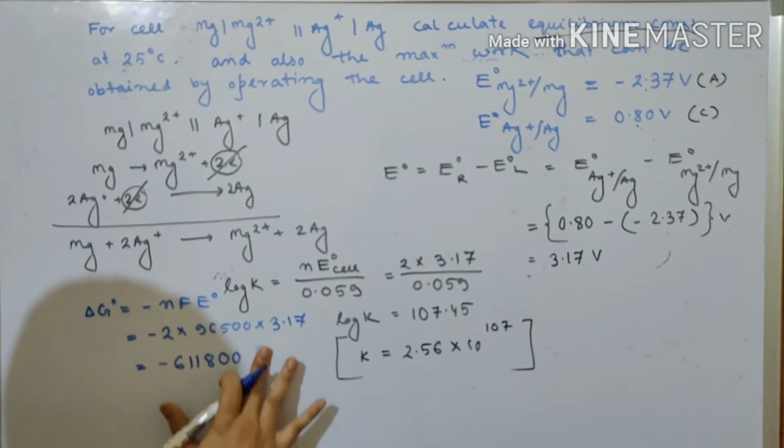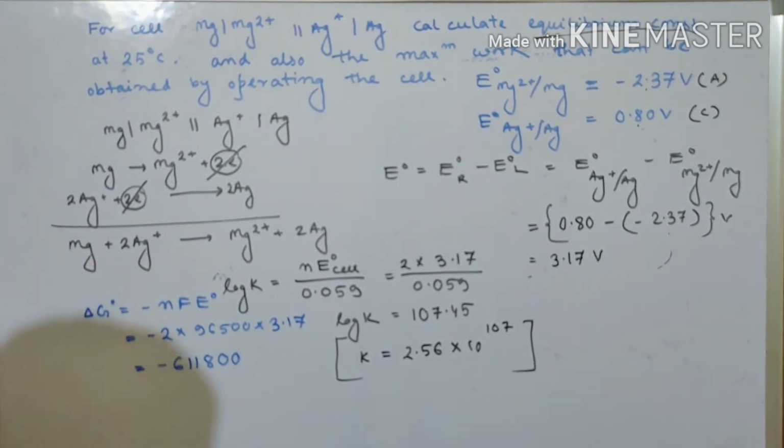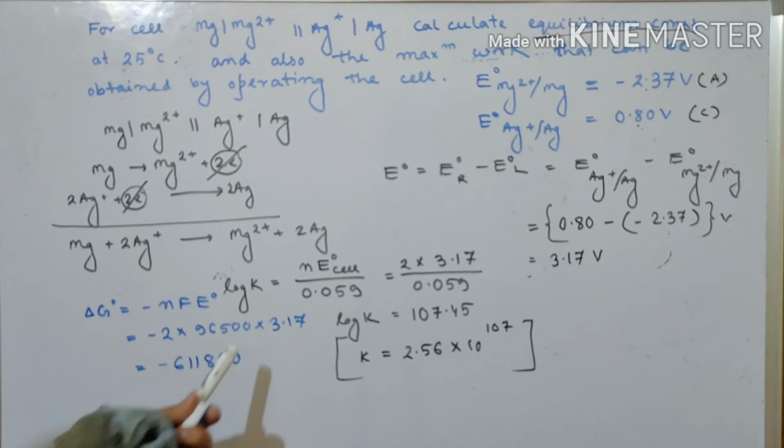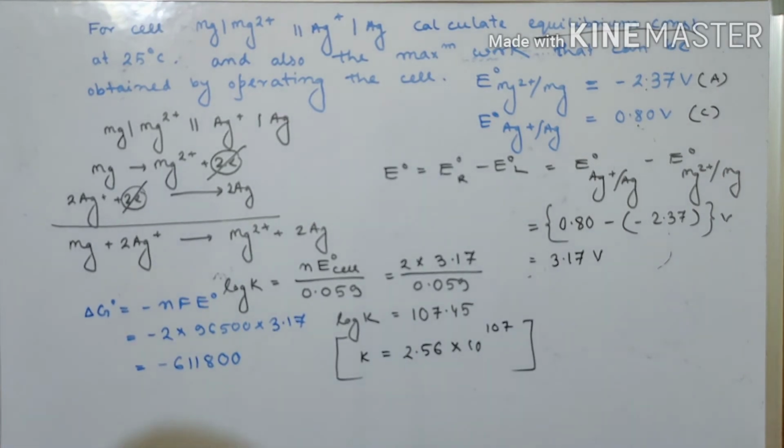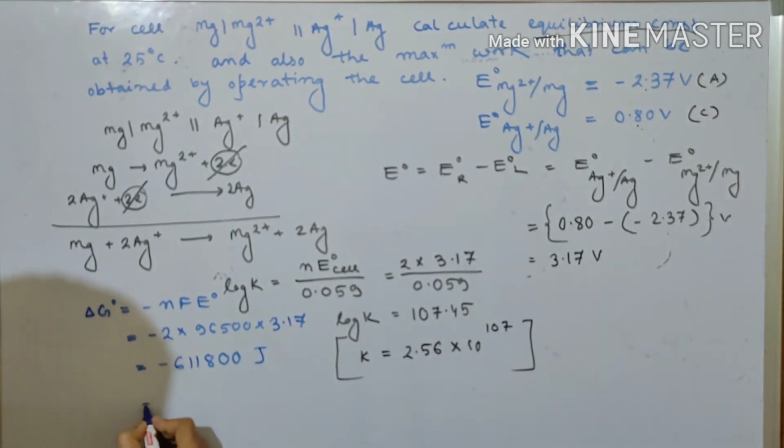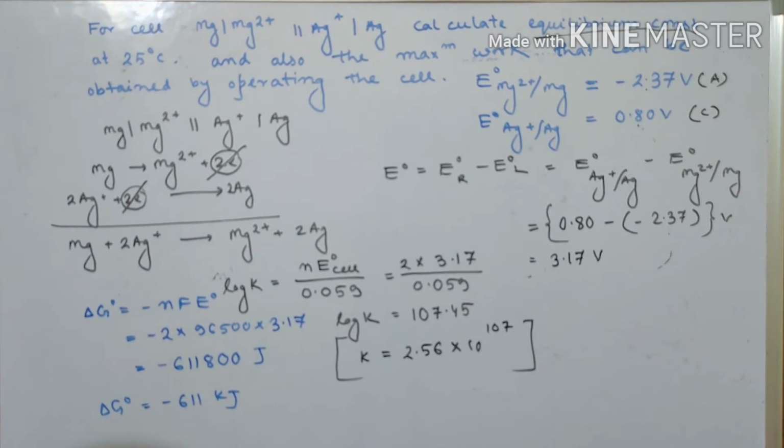As you know, this is coulomb per mole, and this is volt. So the answer that I will be getting is in terms of joule. So obviously it is minus 611 kilojoule. It is the delta G0, which is the maximum work that can be obtained. So likewise, we have calculated the maximum work and we have calculated the equilibrium constant.